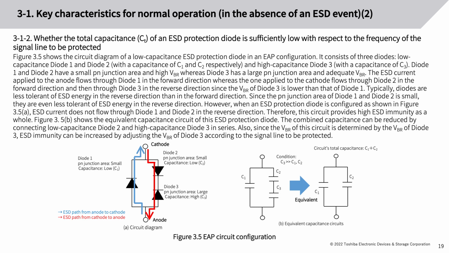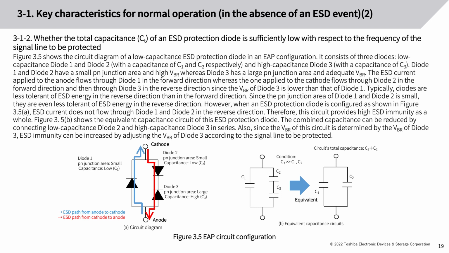Diode 1 and diode 2 have a small p-n junction area and high VBR, whereas diode 3 has a large p-n junction area and adequate VBR. The ESD current applied to the anode flows through diode 1 in the forward direction, whereas the one applied to the cathode flows through diode 2 in the forward direction and then through diode 3 in the reverse direction, since the VBR of diode 3 is lower than that of diode 1. Typically, diodes are less tolerant of ESD energy in the reverse direction than in the forward direction.